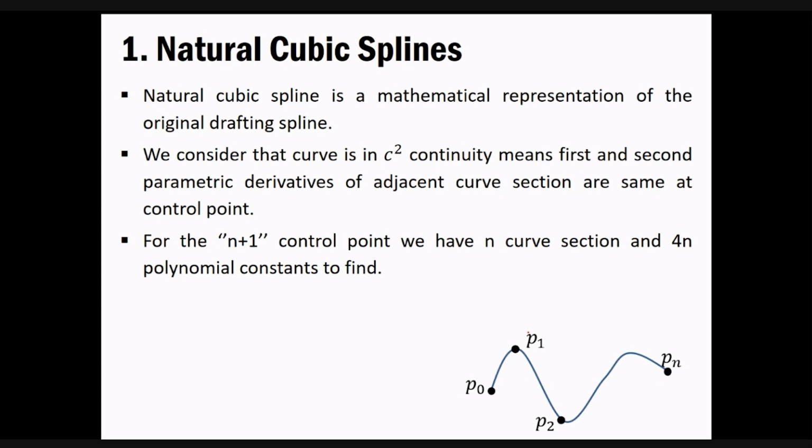And there are 4n polynomial constants to find. Why 4n? Because if we are considering n curve sections, we have four such constants to find for each. So based on the number of curve sections that you have in your example, you have to consider 4n polynomial constants to be computed. Similarly, it depends on the things that you want to compute.